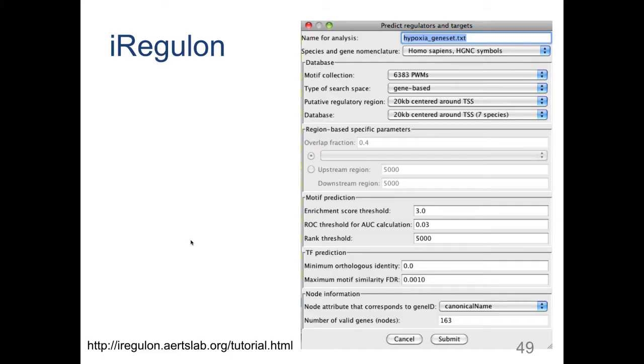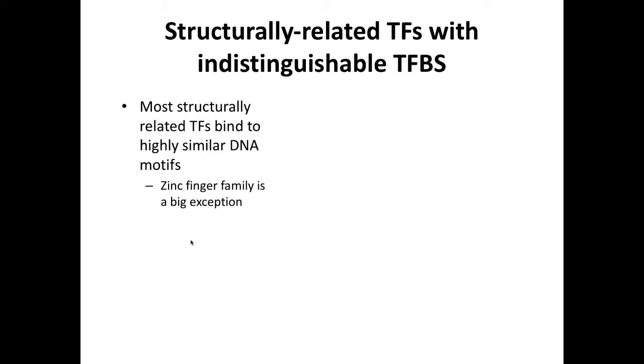So iRegulon is a method that can do stuff like this. I'm not going to talk much more about iRegulon now because Veronique is going to teach it to you in a few minutes. But amongst other things, iRegulon addresses this problem across a whole set instead of looking at one at a time. All right.